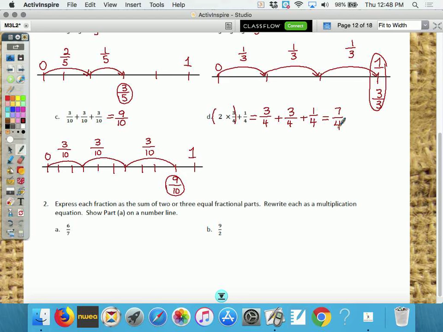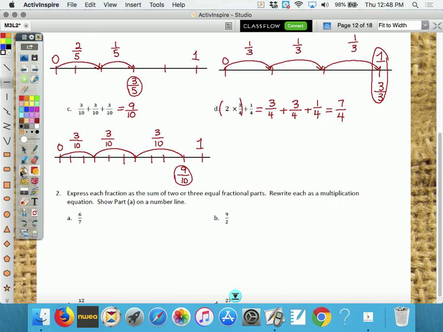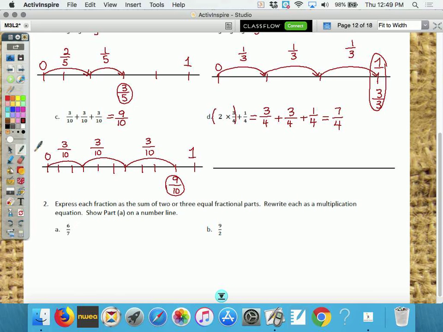Okay, so 7/4, is that more or less than 1 whole? More. So, is it more than 2? No. What would 1 whole be? 4/4. What would 2 wholes be? 8/4, okay? So we're below 8/4. So I'm going to have 0, 1, and 2. Those are my whole numbers. What is my denominator? 4. How many tick marks do I need? 3.